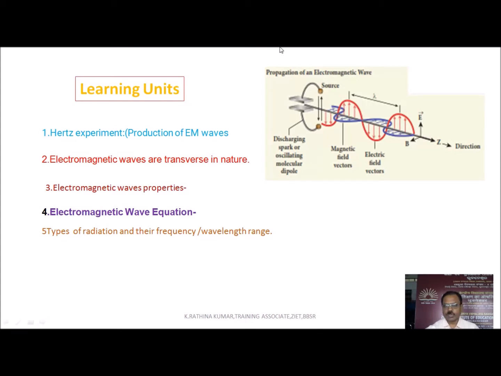Here in this first diagram is given the propagation of an electromagnetic wave. Shown here in the diagram is a discharge of a spark or oscillating dipole. This is the electromagnetic wave representation, with the Z direction along with that. Here B is the magnetic field and the symbol E is the electric field. Both are perpendicular to each other, and the wave travels perpendicular to both the electric and magnetic field. Let us see this in a described manner in the next slides.